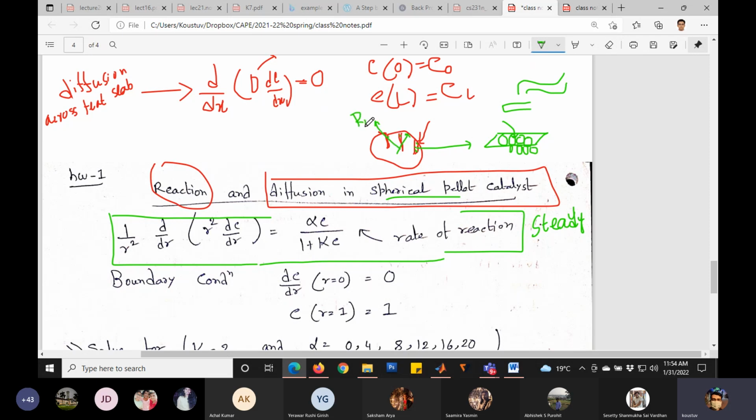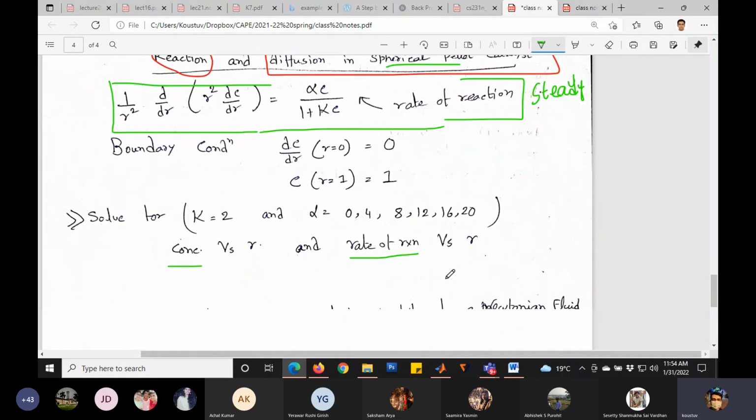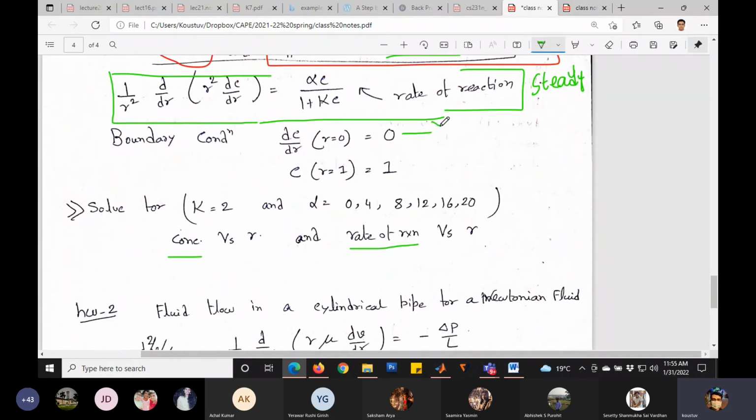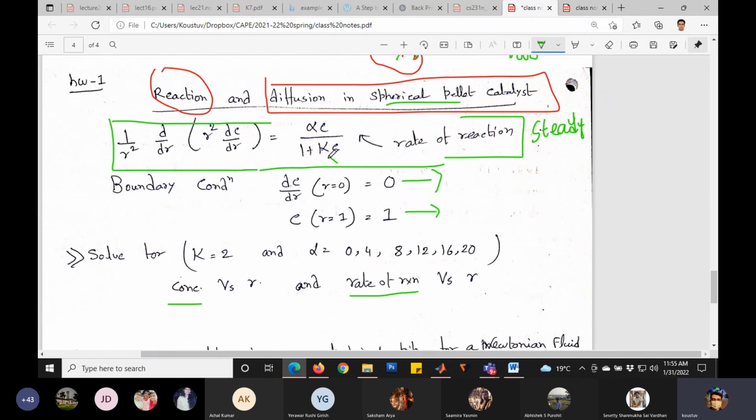So at the pellet outer surface, what is the concentration and rate of reaction, and at the center, what is the concentration and rate of reaction. Accordingly the boundary conditions are given, and for different values of alpha we can plot it and solve it. K is the equilibrium constant, or the adsorption equilibrium constant. Since this is a gas phase reaction, adsorption will be first there. So these values and parameters are provided, and you can solve it, and you will get a kind of distribution, as I can show you qualitatively.